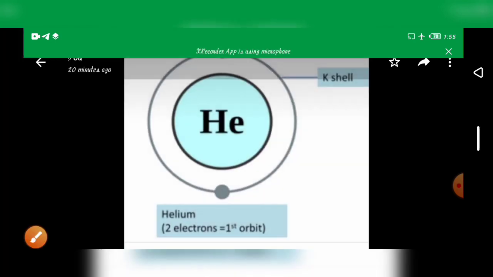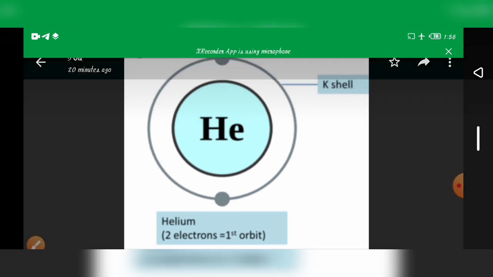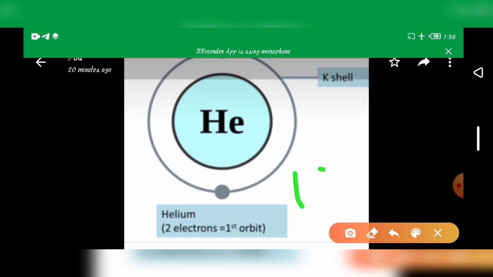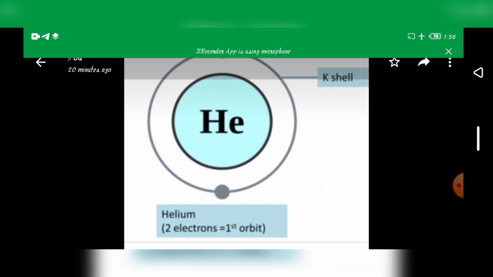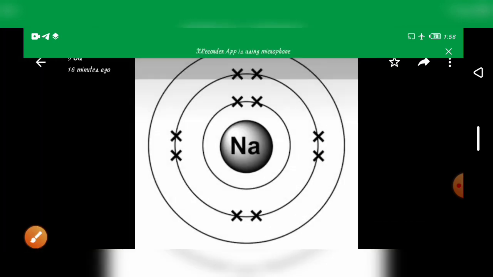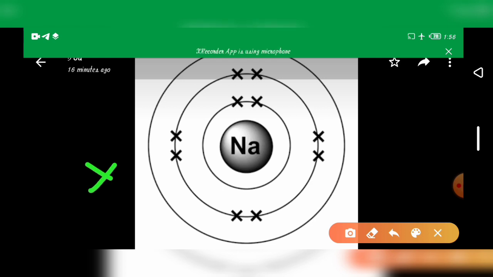Next, I have given helium here. Helium consists of 2 electrons. So the first cell contains 2 electrons, that is 1s2. That's all. Next, you see sodium. You have to write not only the dotted structure, you have to write it with a cross mark also. You denote the electronic configuration as a dotted structure or with a cross mark.